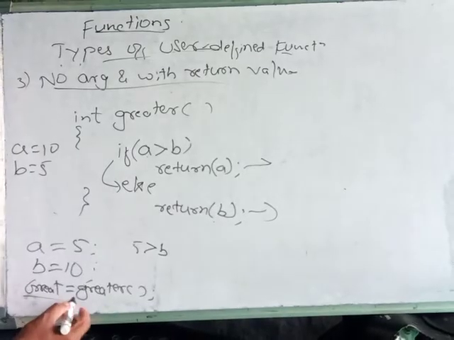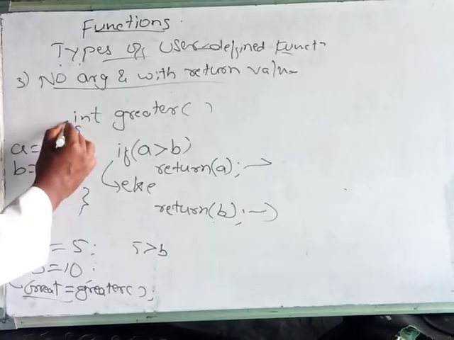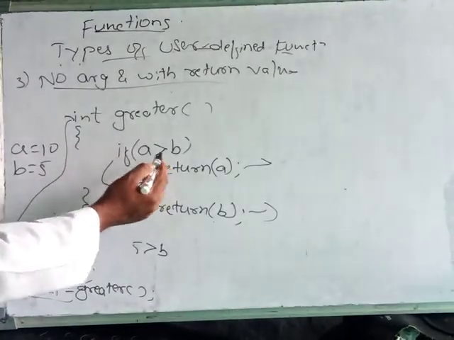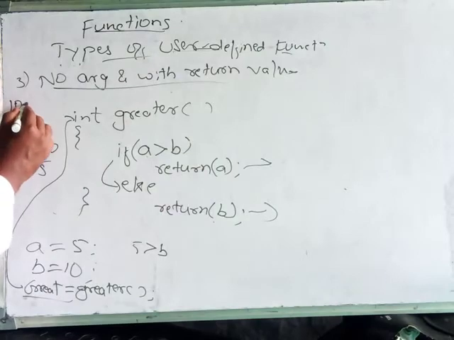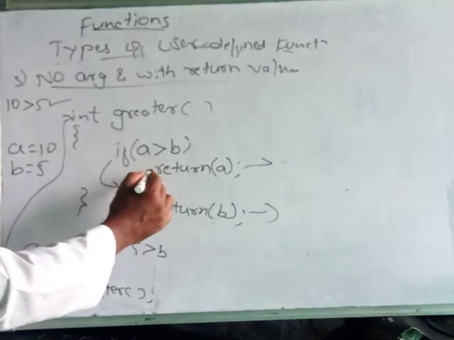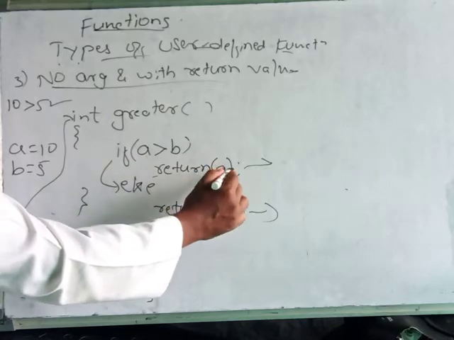Otherwise, if a is equal to 10 and b is equal to 5, it will come here. When we call this function, it will come to the function here. It will check if a is greater than b. Yes, 10 is greater than 5. Yes, it is true. It will execute this and return the value.